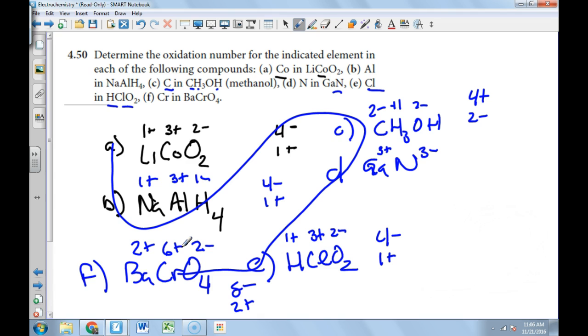Okay, so that's how you determine the oxidation states in compounds. Okay, so you need to know the rules of oxidation states and go from there.